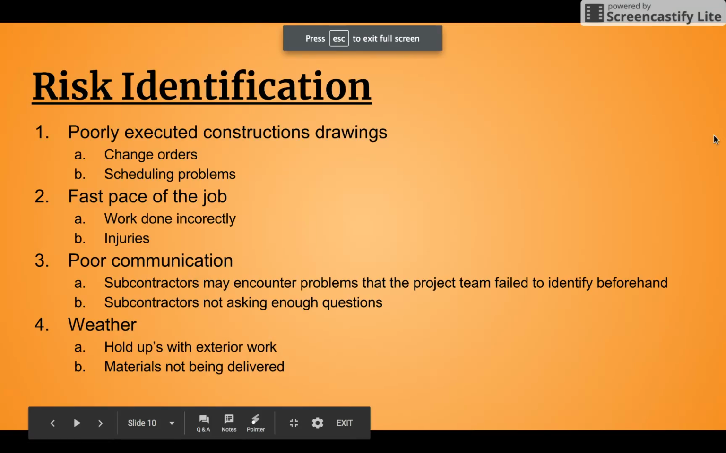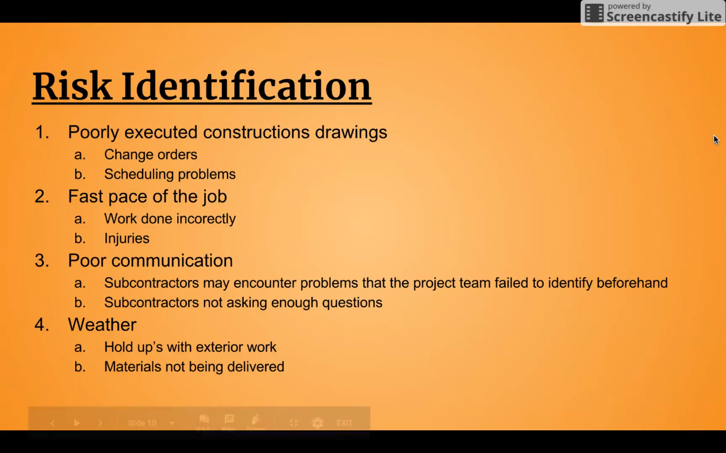So before I got cut off, I was going to talk about the risk identification. A few of the potential risks involved in this project include the following: poorly executed construction drawings. With any construction project, there is always a possibility that the original drawings were drawn incorrectly or missing a key component. This could result in change orders, which are very common on construction jobs, but they get expensive for the general contractor, which is us, Jay Calnan, and also slow the project down as a whole, which results in scheduling problems.